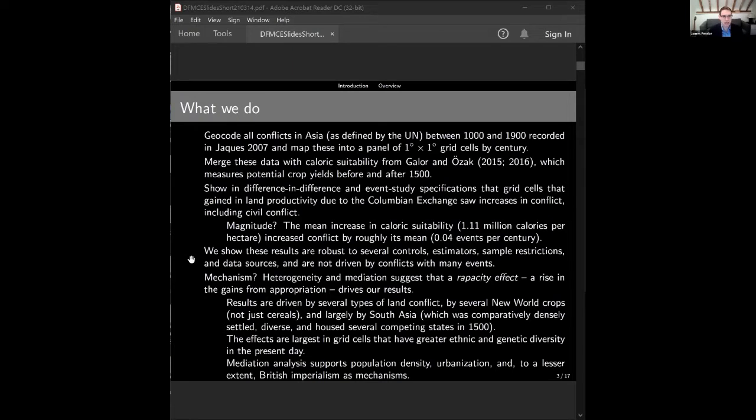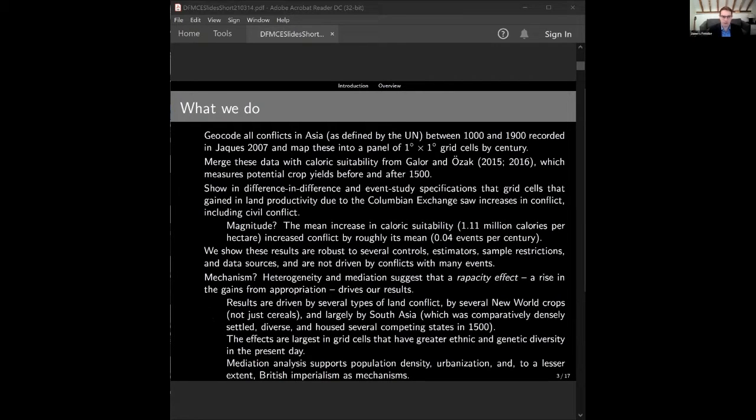We're going to kick this around a fair amount, and we're going to argue that the main mechanism supported by the data is one of rapacity. That is, the gains from holding any particular grid cell rose due to this rise in productivity. So it isn't as though there's only one type of conflict that matters, and it isn't as though there's only one type of crop that matters. So if you think this is about taxability of cereals, that could be part of the story, but it will not be the whole story.